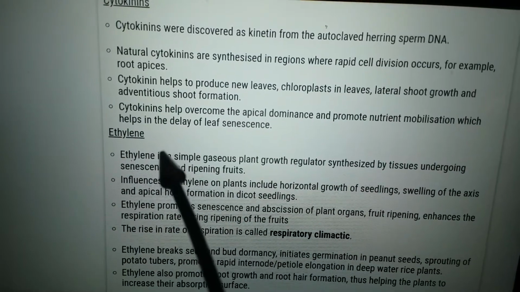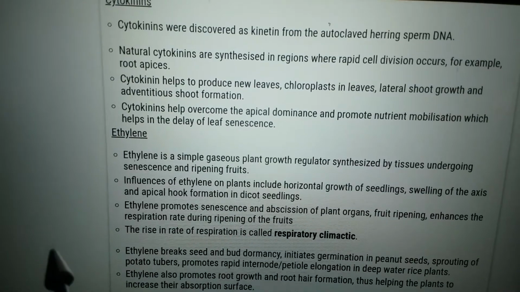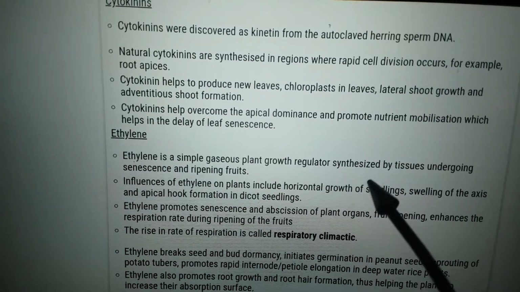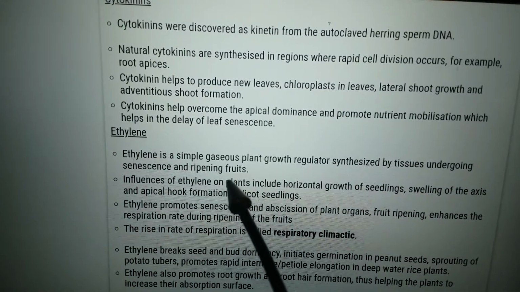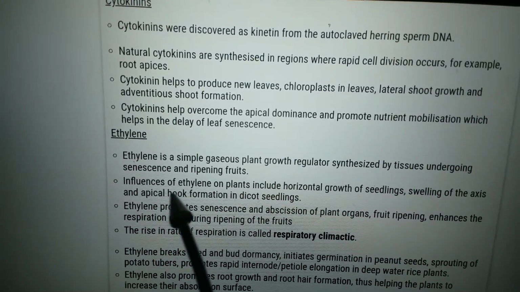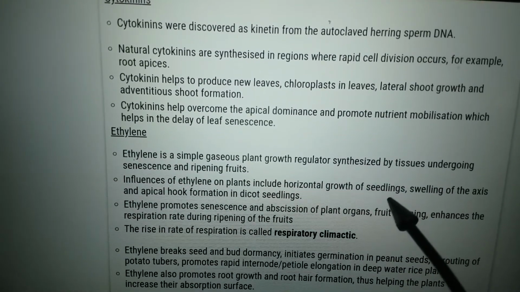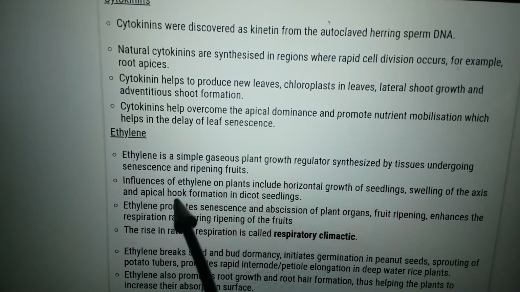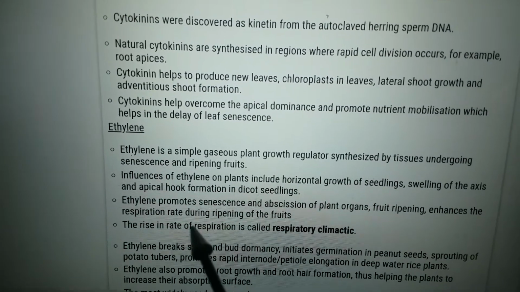Ethylene, as we have already discussed, acts as both a promoter as well as an inhibitor. It is a gaseous plant growth regulator which is synthesized by tissues that are undergoing senescence and by ripening fruits. Thus, the influence of ethylene on plants results in horizontal growth of seedlings, swelling of the axis, and apical hook formation in dicot seedlings.